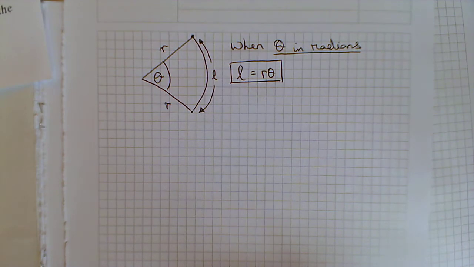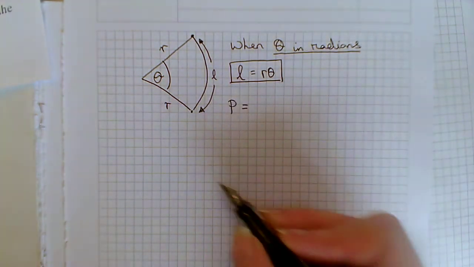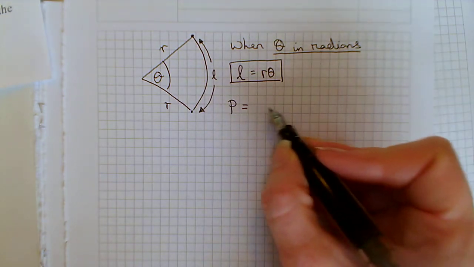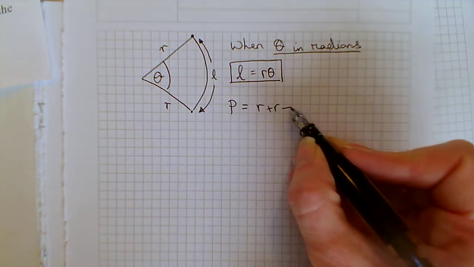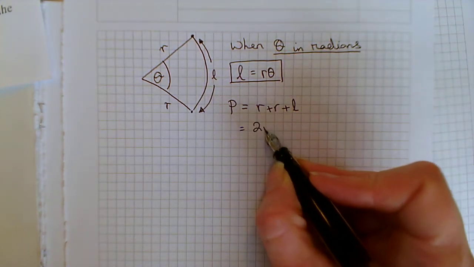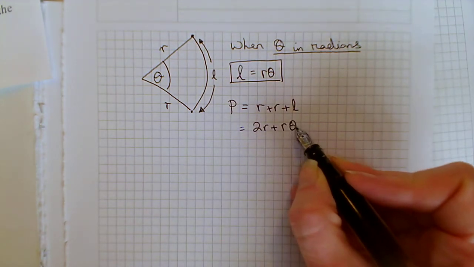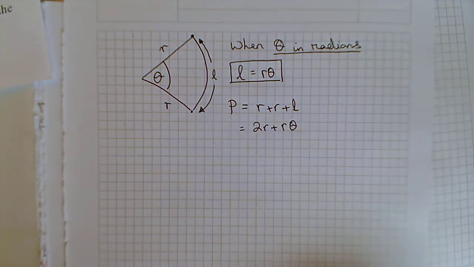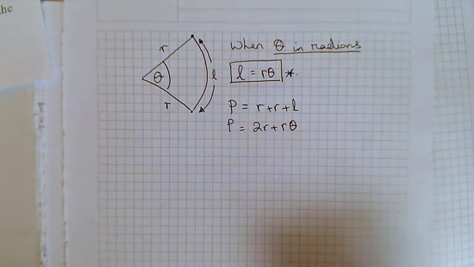So what else did the question ask? It talked about the perimeter. So let's write down the perimeter. The perimeter P is the radius plus the radius plus the arc. And that's twice the radius, but the arc is the radius multiplied by the angle from this formula here. So that's the perimeter. What else do we know?